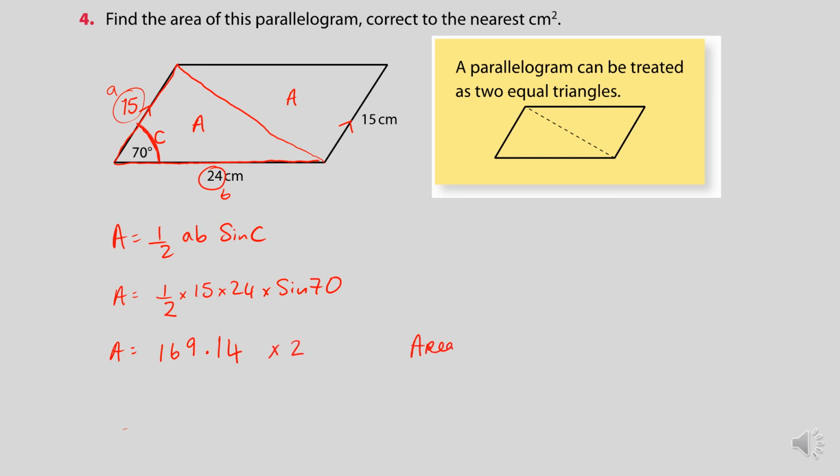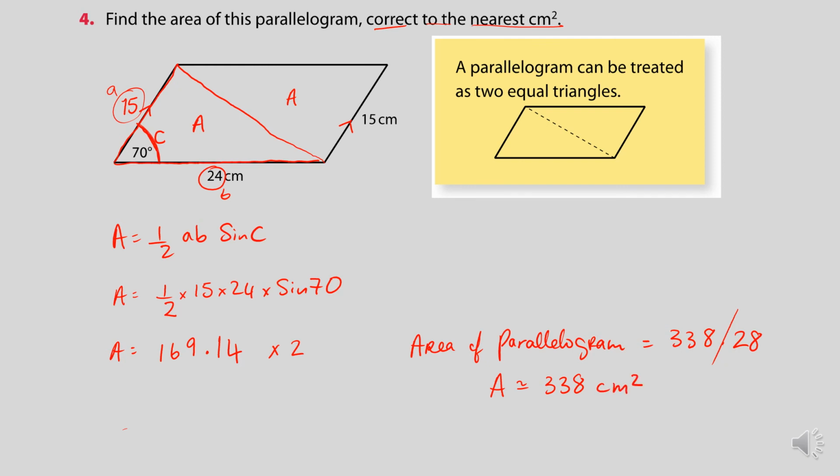Now that gives the area for one of those triangles, and so we'll multiply by 2 and we'll get the area of the parallelogram, which is 169.14 by 2, and I get 338.28, correct to the nearest centimeter squared was what was asked. We'll say area equals 338 because it's less than halfway, centimeters squared.